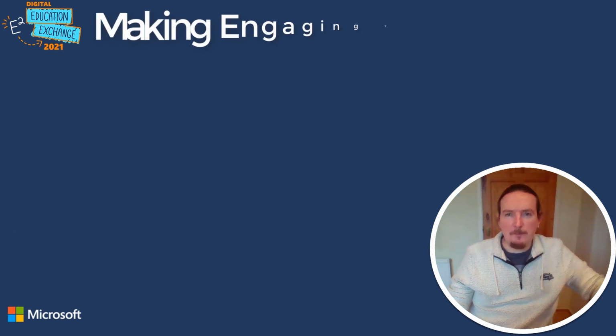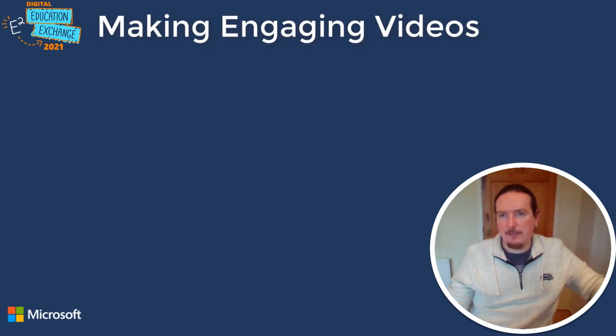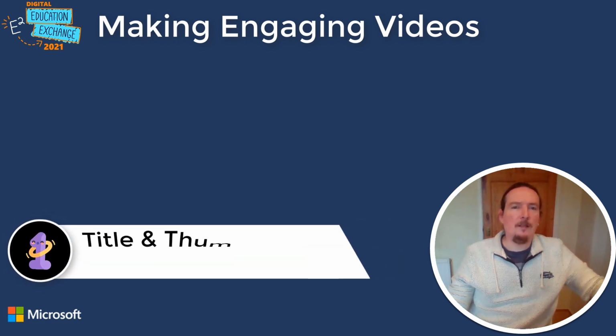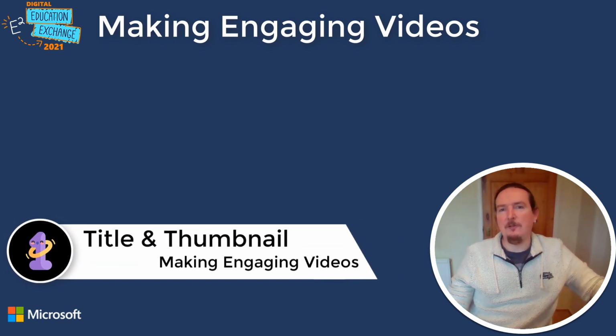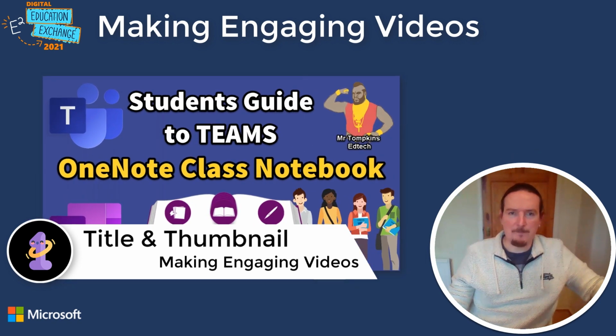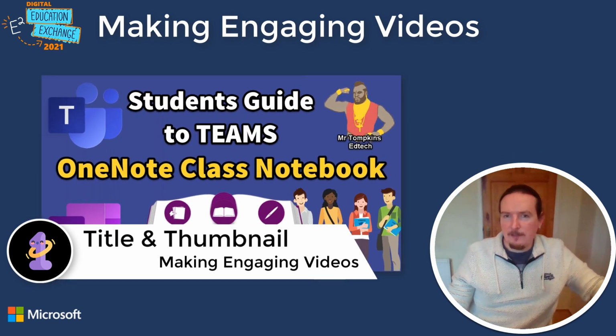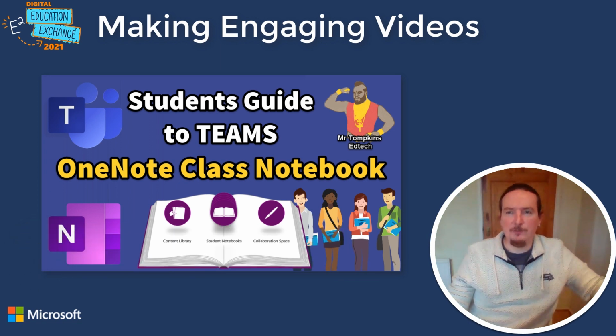Now you have all the equipment and software required to make your video, let's take a look at how to make your videos engaging. Now I've got 5 tips for you here to help you focus on this. Number 1, choose an engaging title and thumbnail for your video. Having a good title and thumbnail is key to a video's success on platforms like YouTube.